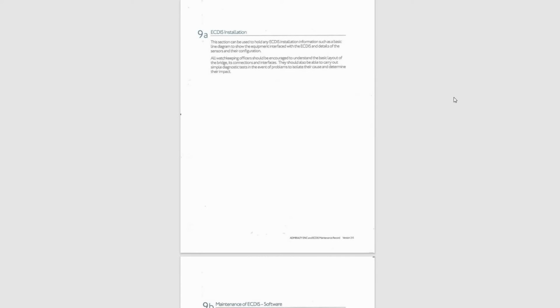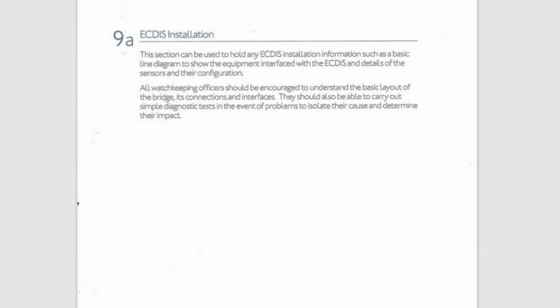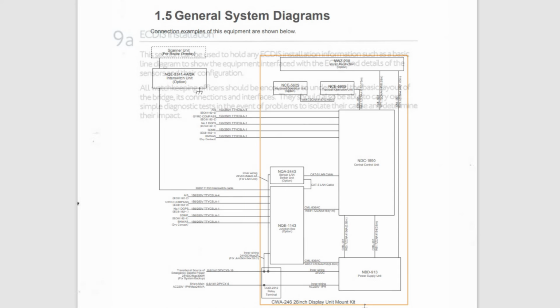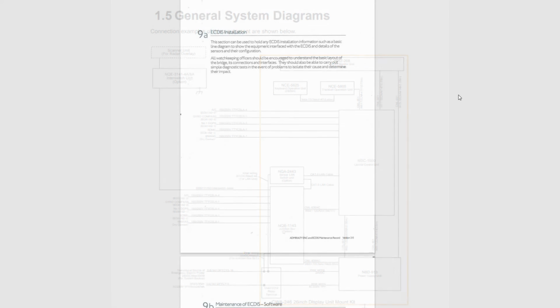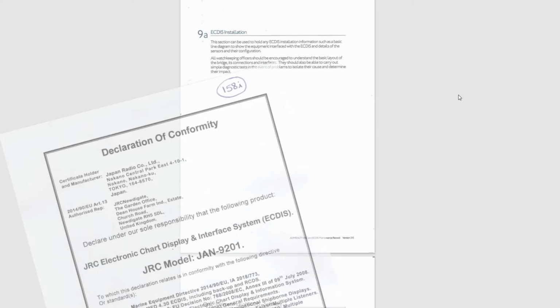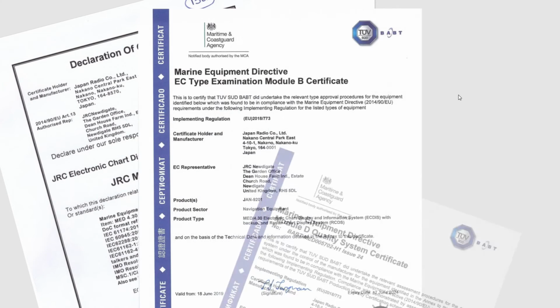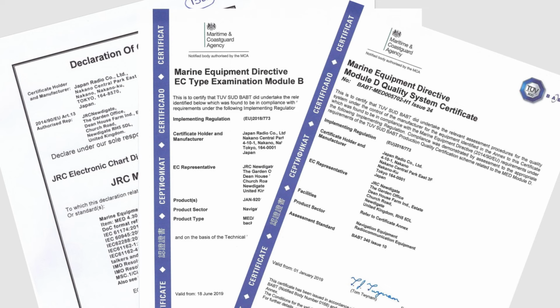Section 9A, Ecdis Installation. Here you can attach any Ecdis installation information such as a basic line diagram to show the equipment interface with the Ecdis and details of the sensors and their configuration. Some officers also attach various Ecdis certificates here, but most often these certificates are kept by the captain.